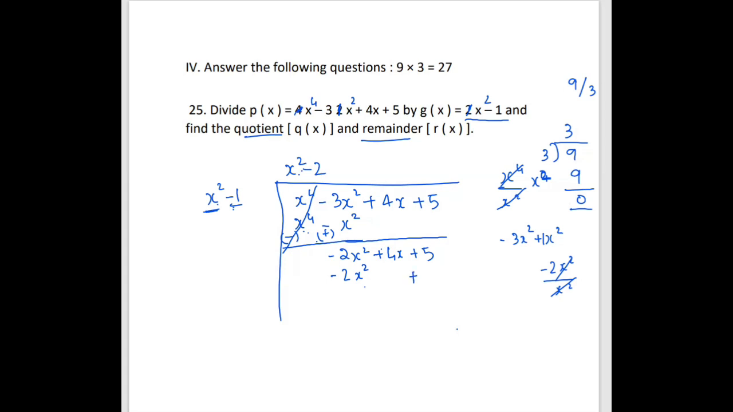Next, 1 into 2 is 2. See here, don't write the 2 here, because it is an unlike term. Write the numbers in their like positions.